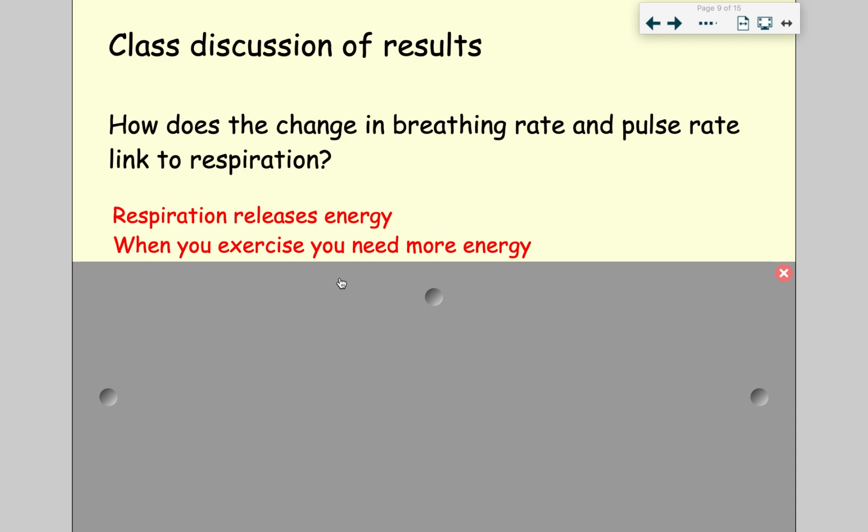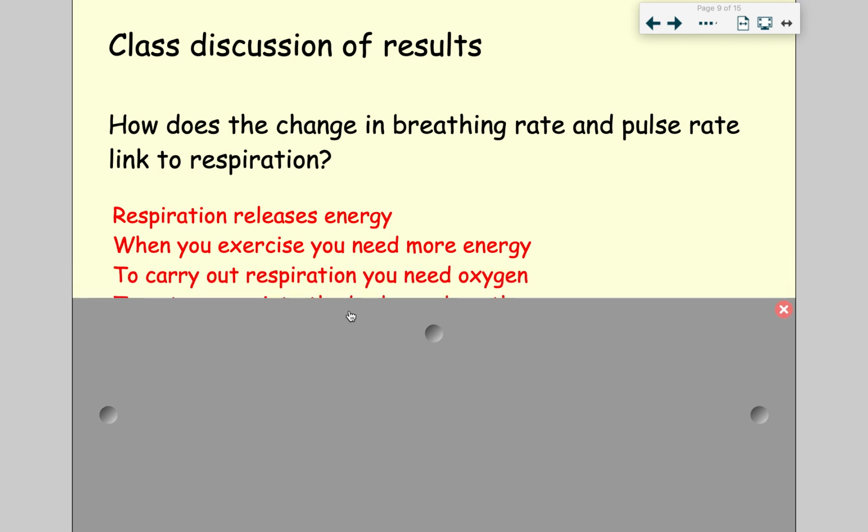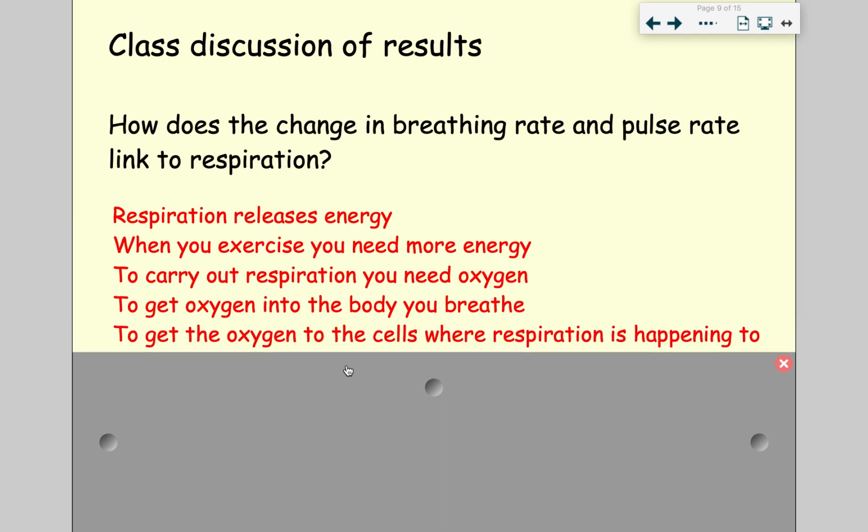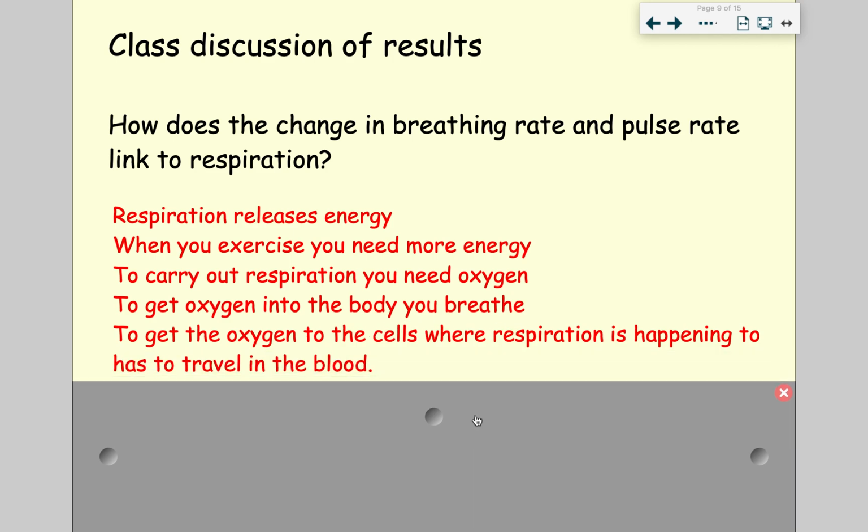Now, when you exercise, obviously you need more energy. Otherwise, you're going to be really, really tired, and your body's not going to be able to move as much as it needs to. Now, to carry out respiration, to release that energy, you need oxygen, because remember, oxygen breaks down the glucose. To get oxygen into our body, we obviously breathe it in through our lungs. And to get oxygen to the cells where respiration is happening, it has to travel in the blood.